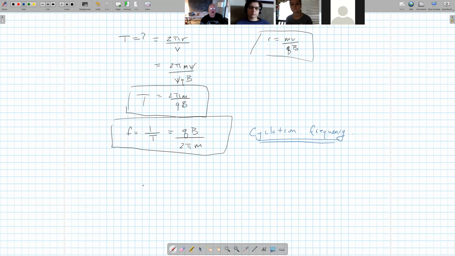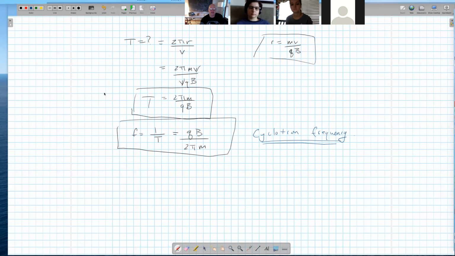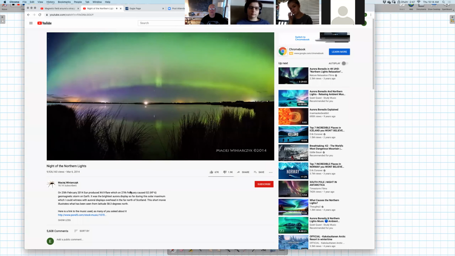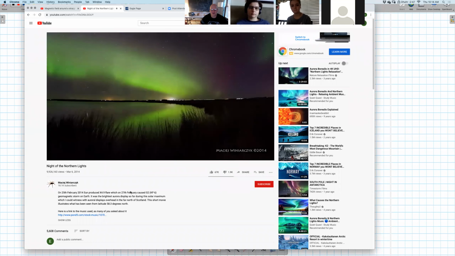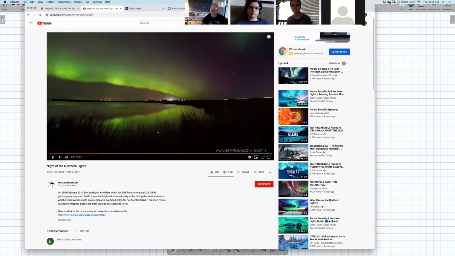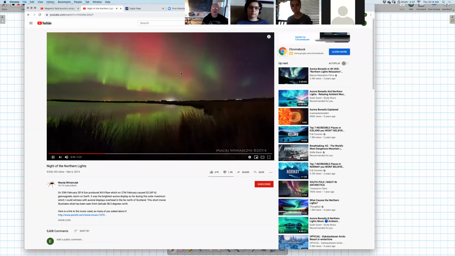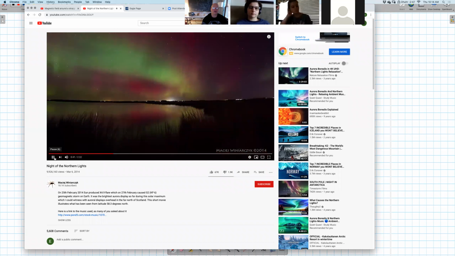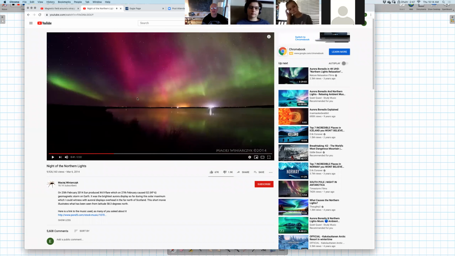Where we see this a lot in nature is actually the Aurora Borealis. So this is the Aurora Borealis, the northern lights. These beautiful lines that you're seeing, and how they're rotating around and all that different stuff, is actually nothing more than the cyclotron radiation. The colors that you're seeing here have to do with the type of particle that it's interacting with in the atmosphere. So in the atmosphere, we have both nitrogen and oxygen and all kinds of different stuff.